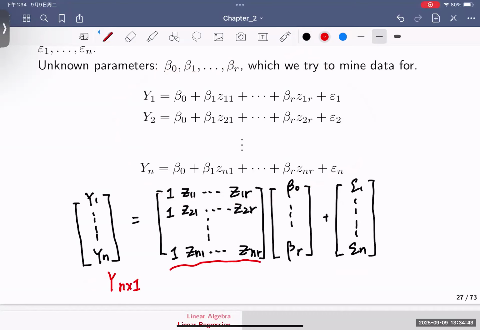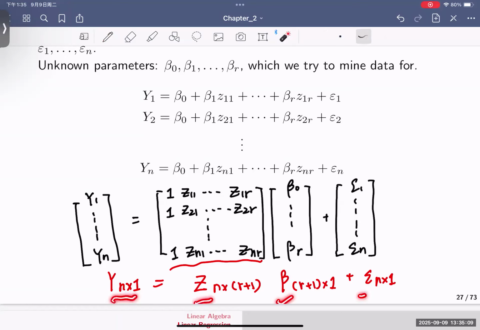And the intermediate part is a matrix Z, so it's n times r plus 1. And our beta is r plus 1 times 1, and our epsilon is n times 1. So our data can be represented as y equal to Z times beta plus epsilon. Okay, so this is how we use a matrix to represent our data.